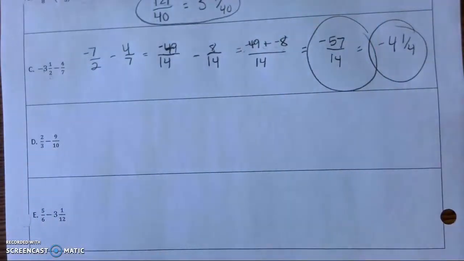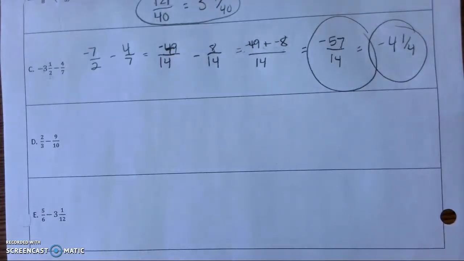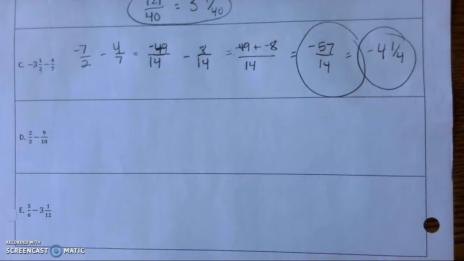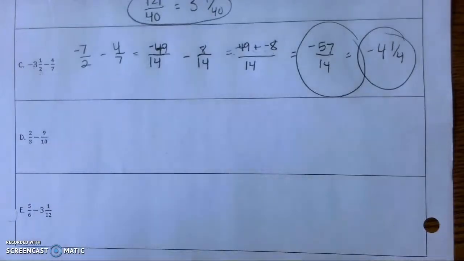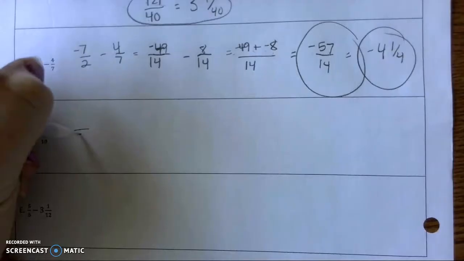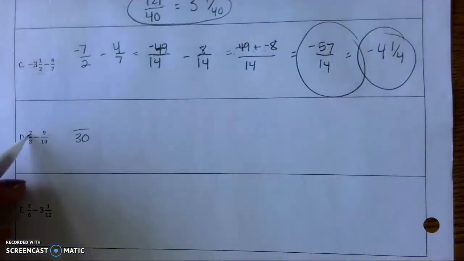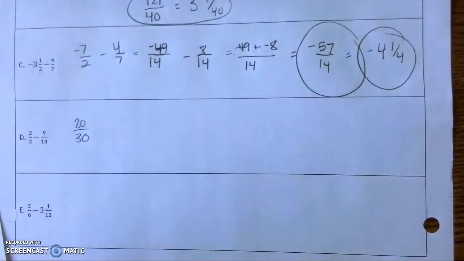All right, so we have 2/3 minus 9/10. We don't have any improper fractions here, so we can just roll with it. So our first step is going to just be to get that common denominator. So we're going to multiply those two together. So we know we're going to want a denominator of 30. To get from 3 to 30, I'm multiplying by 10. So I'm going to do 2 times 10, which is 20, and then 3 times 10, which is 30.